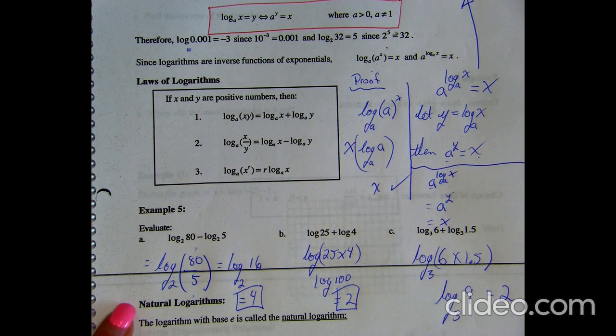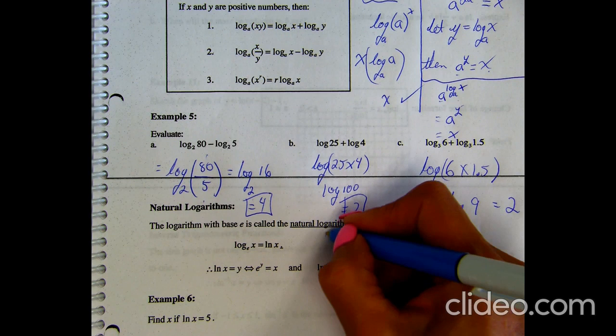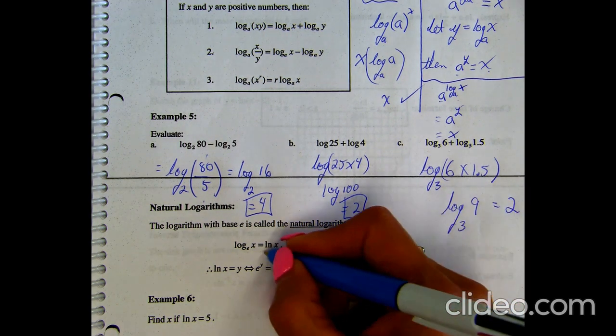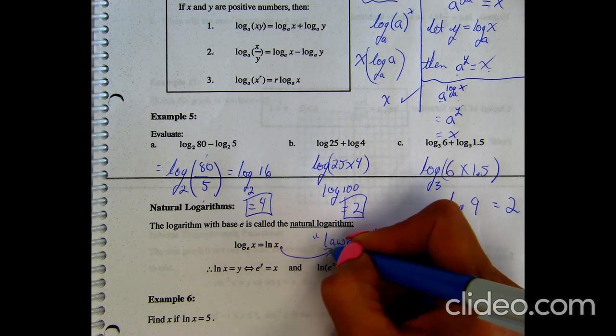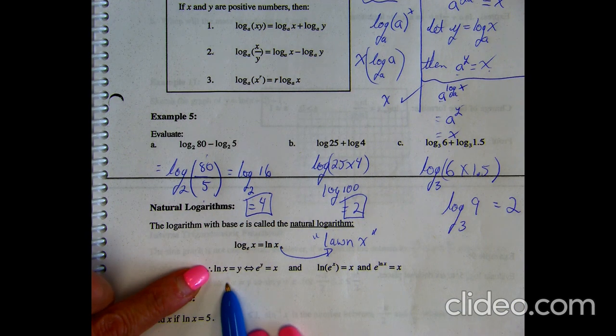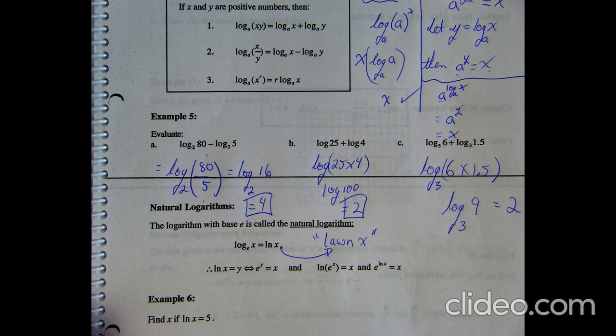Okay, natural logs. The logarithm with a base of e is called the natural log. It means you've got log to the base e of x, and because it comes up so often, we give it a name. We call this ln x. So you pronounce it just like go mow the lawn, but you write it ln x. Okay, so that's how it's pronounced. And this is what it means. If the ln of x equals y, then e to the y is x, which tells you that the ln of e to the x is x, and e to the power of ln x is x.